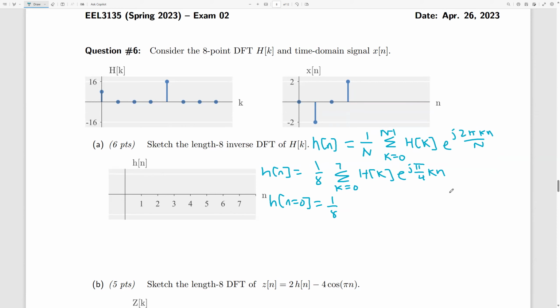What I'm going to get is, of all the k's, there are only two that matter: k equals 0 and k equals 4. So this is H of 0, which is 8, plus H of 4, which is 16, times e to the j 4 pi n over 8. With n equals 0, it'll just cycle back to zero, so e to the j zero. So it'd be 8 plus 16 equals 24, divided by 8, and this will just equal 3. So the first part is actually 3.